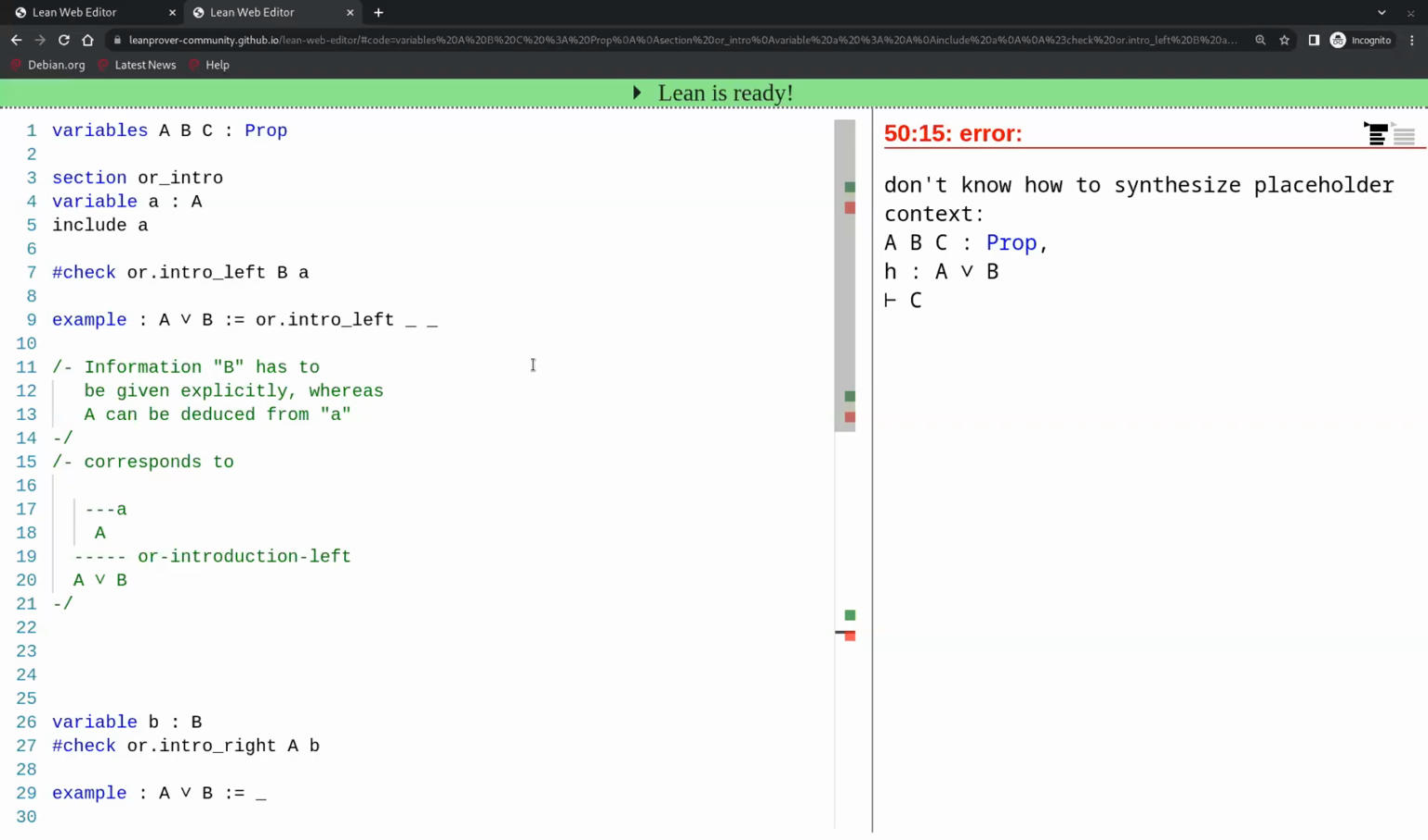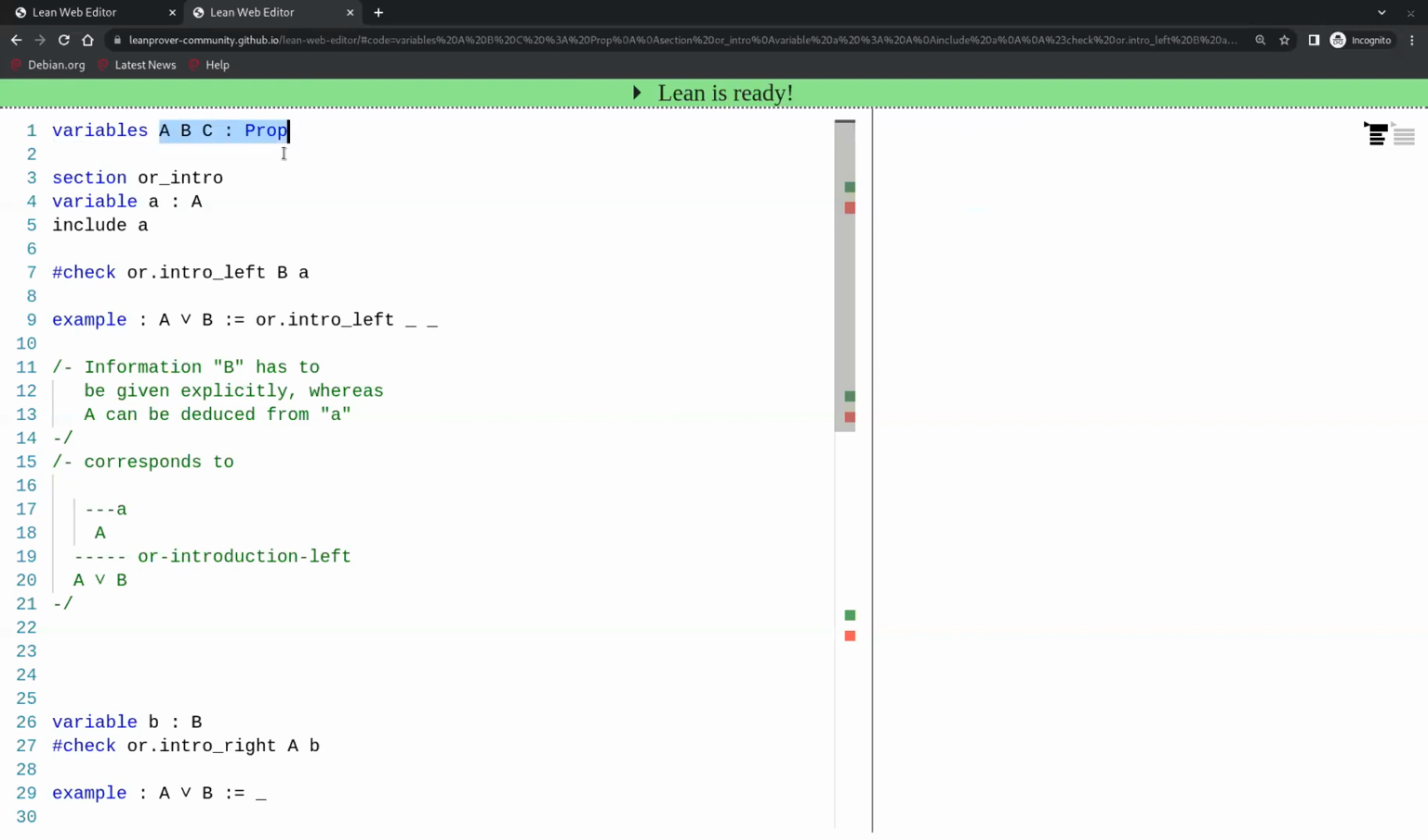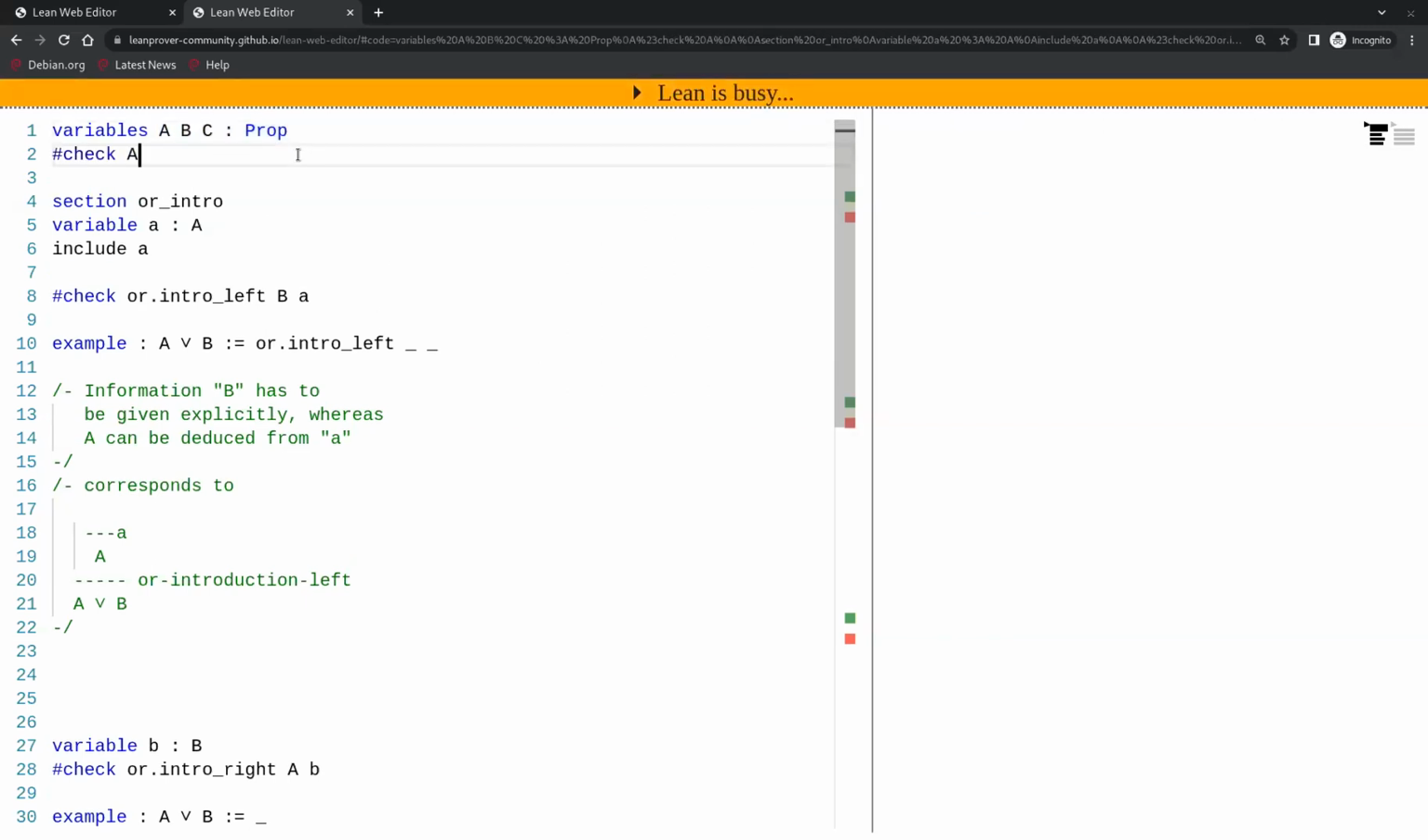In this video, we study the connective OR of propositional logic, the disjunction, and how to deal with it, how to use it in the proof assistant Lean. We start by assuming that A, B, and C are propositions. For instance, here A is a proposition. And we will first think about the OR introduction rule, that is, ways how to prove a formula whose main connective is a disjunction, is an OR.